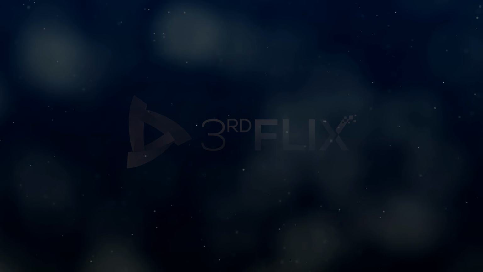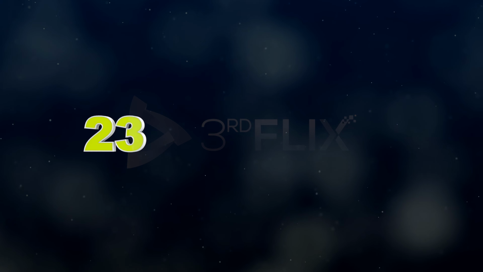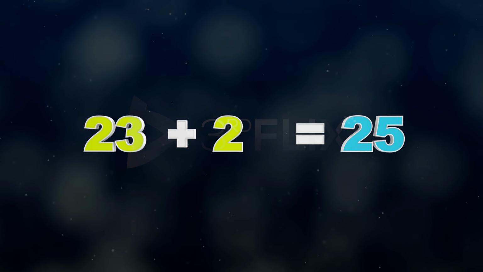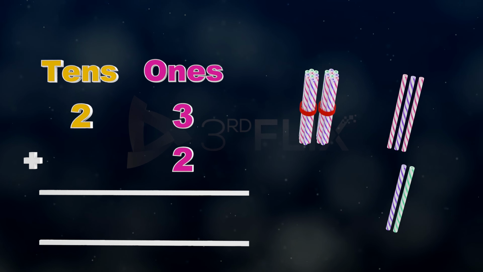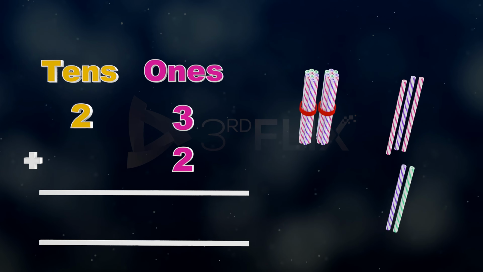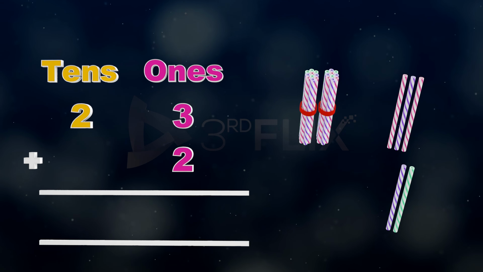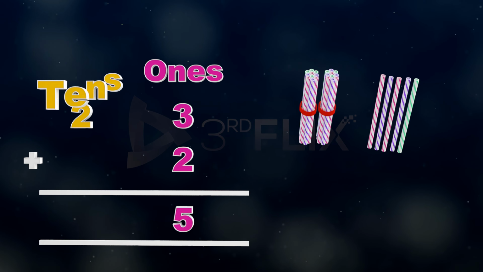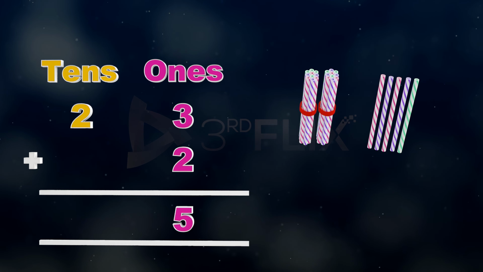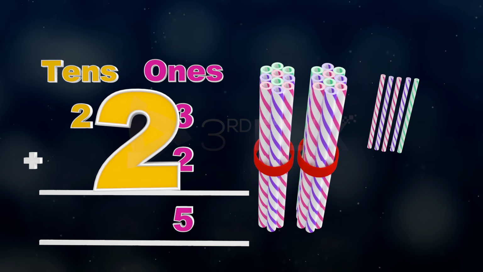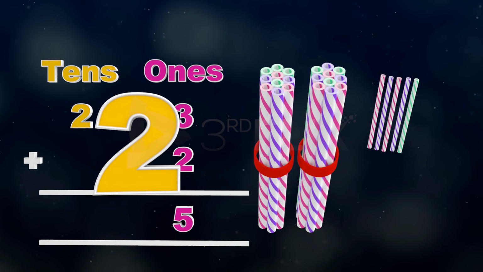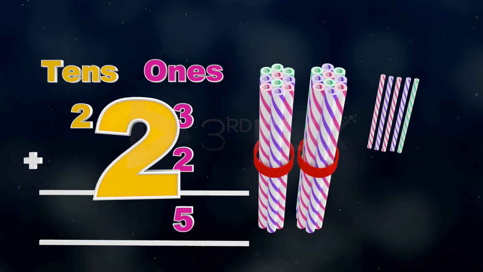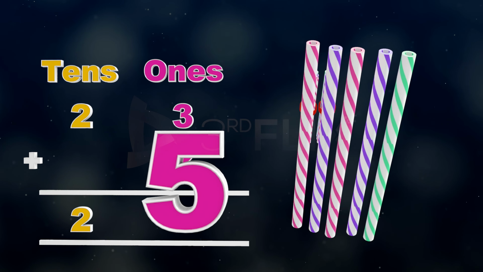Here is one more example. 23 straws plus 2 straws equal to 25 straws. First, add the ones. Ones, 3 and 2 equal to 5. Then, add the tens. Here, there are 2 tens. So, we write 2 in the tens column. Total tens, 2, ones, 5.